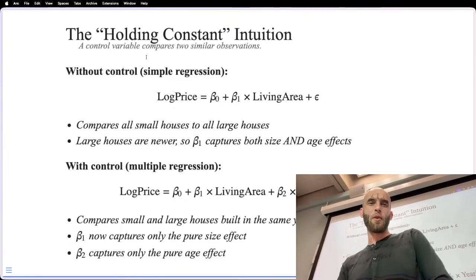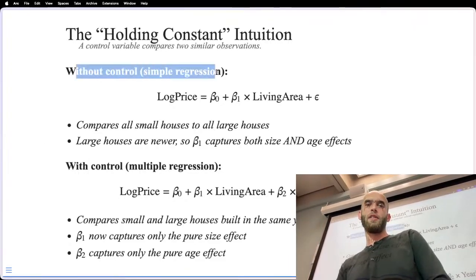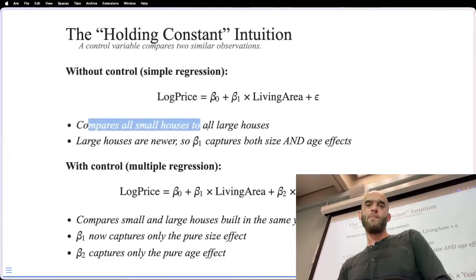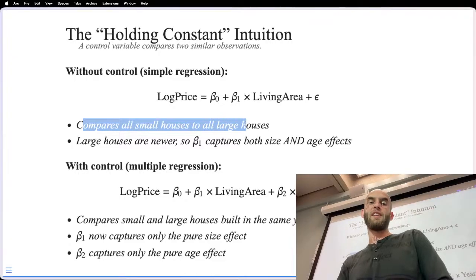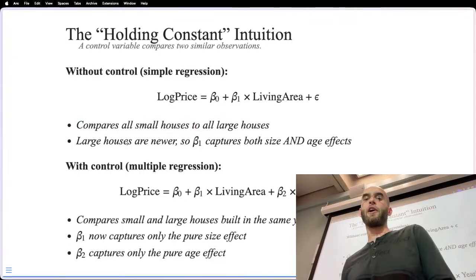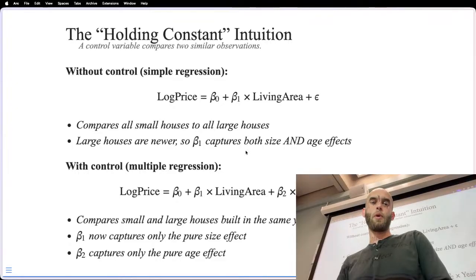All right, so this is without controls. We're just comparing, we're possibly comparing small houses to large houses, which isn't very well controlled, especially when we think newer houses are larger. And so our beta 1 captures both of those things. And then with the control variable, now we're comparing apples to apples in the variables that we're considering.